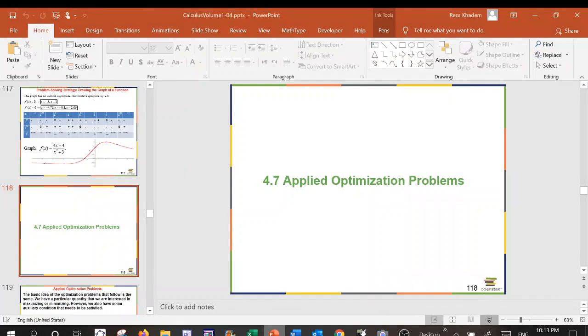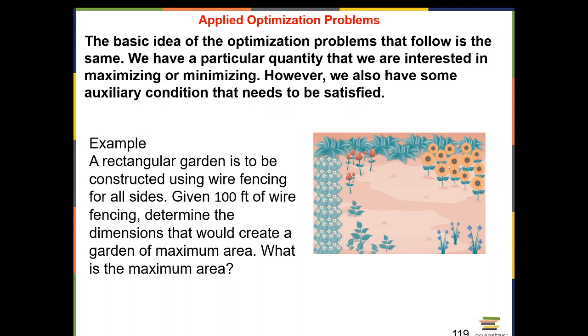And the next section, of course, we want to talk about is the section on applied optimization problems. It's similar to related rates, but in this case, we are working with one function we call the objective function. So let's look at an example. Let's start with an example.